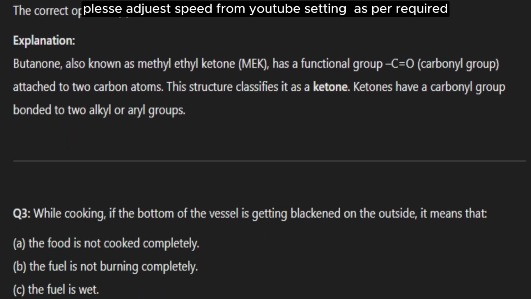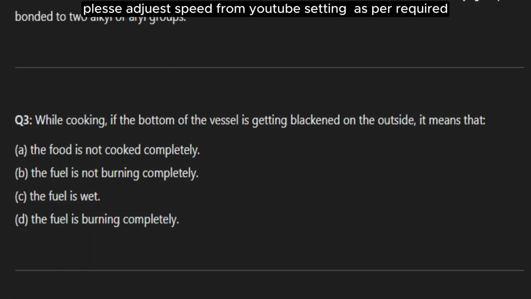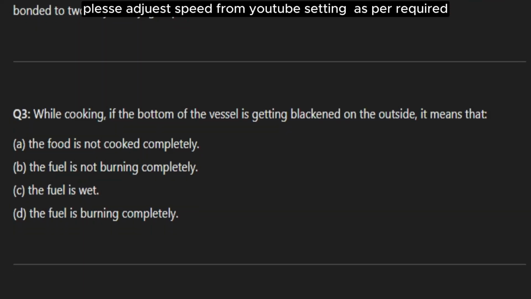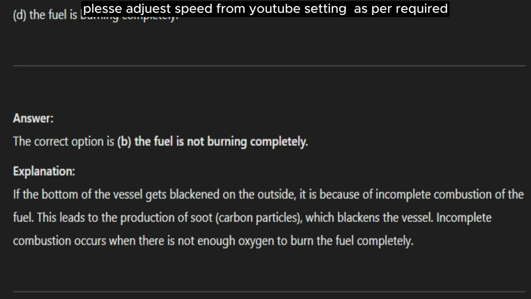Q3, while cooking, if the bottom of the vessel is getting blackened on the outside, it means that A. The food is not cooked completely, B. The fuel is not burning completely, C. The fuel is wet, D. The fuel is burning completely. Answer: the correct option is B. The fuel is not burning completely.